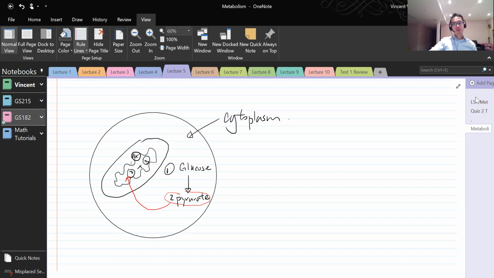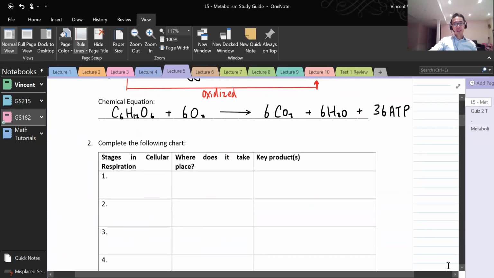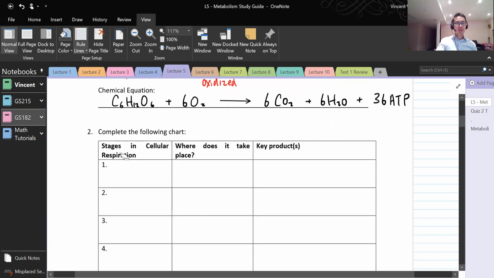So let's go back here and try to fill in this chart. The stages in cellular respiration and what they produce. So again, the first step is glycolysis.